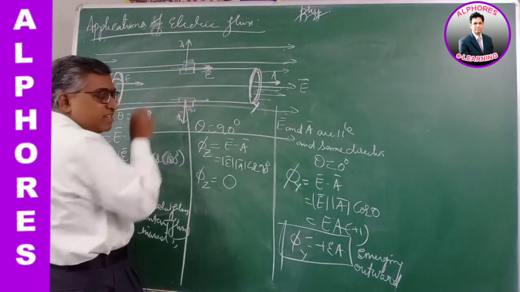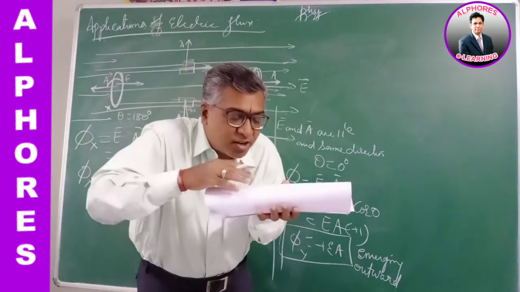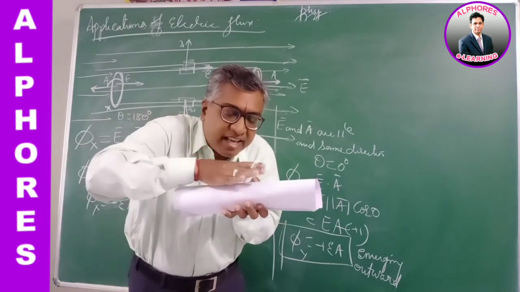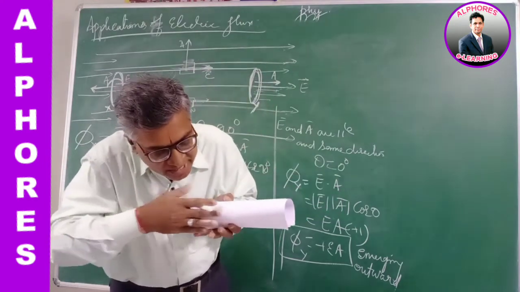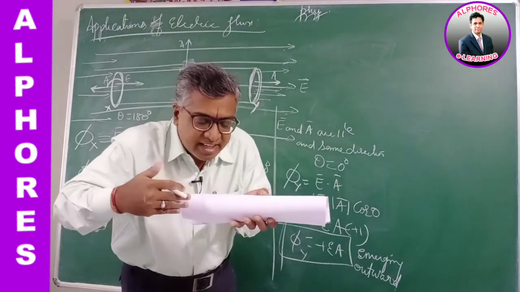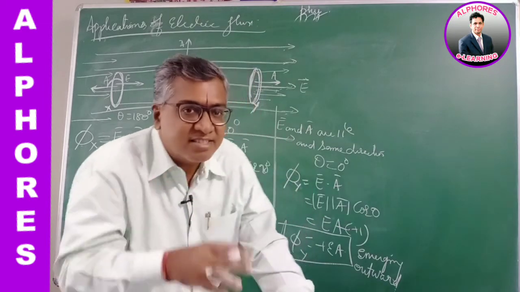So 0 flux because the electric lines of force are going parallel to the curved surface. Neither are they falling on it nor are they emerging from it. At any point on the curved surface they are parallel. So they neither enter into it nor leave from it. So they are parallel. The flux is 0.